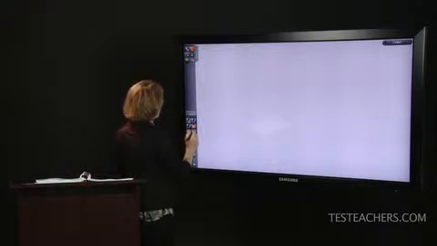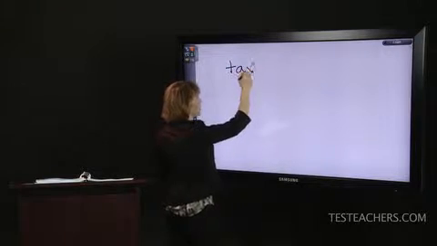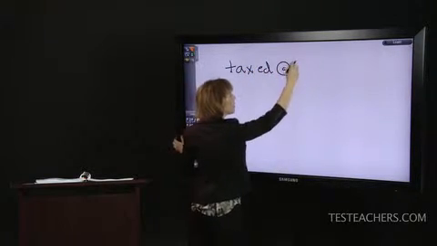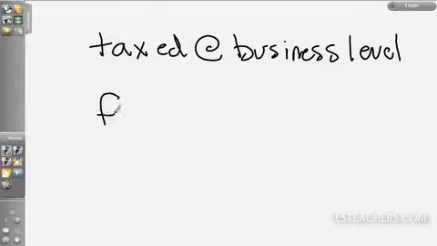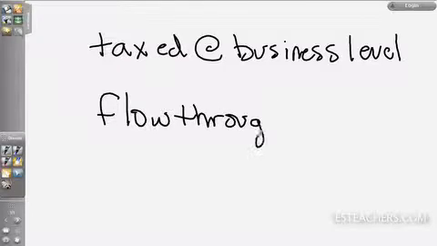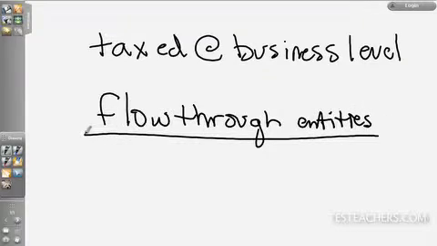So we have business organizations that are taxed at the business level, and we have types of business organizations that are what we call flow-through tax entities. And to be honest, most types of business organizations fall in this latter category as flow-through tax entities.